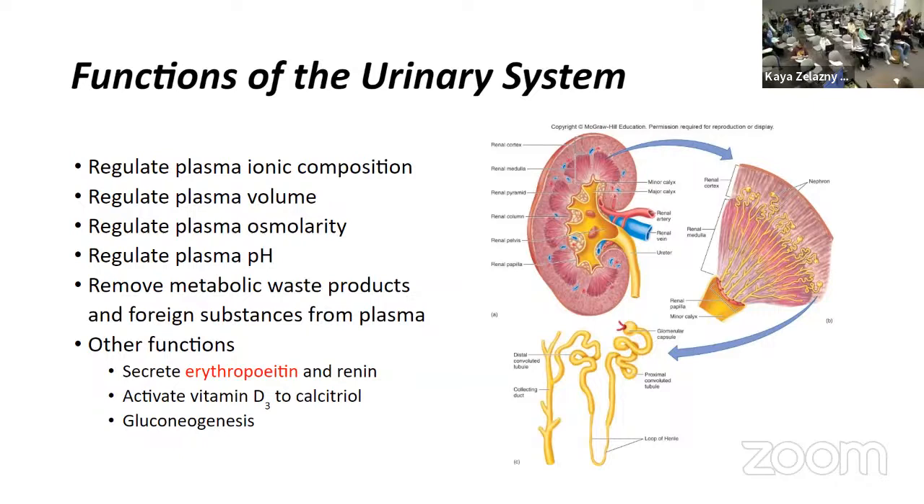The pH of that plasma makes a difference for the environment the tissues of your other organs are interacting with. We're also going to be removing metabolic waste products as we are filtering things out of the plasma at the kidneys.